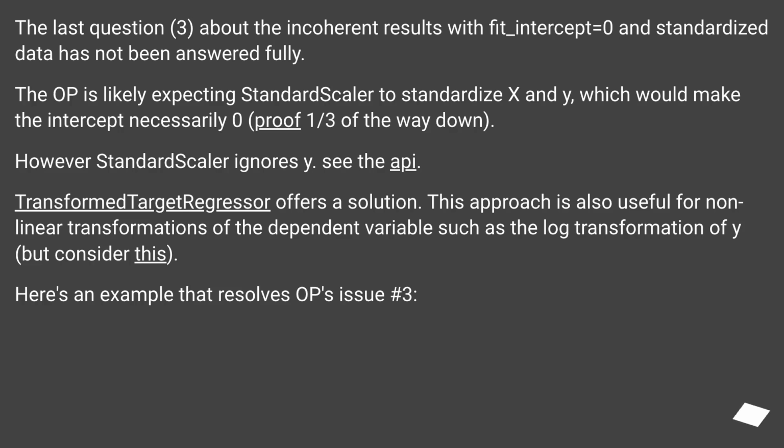The last question, 3, about the incoherent results with fit_intercept equals 0 and standardized data has not been answered fully. The OP is likely expecting StandardScaler to standardize x and y, which would make the intercept necessarily 0, proof one third of the way down. However, StandardScaler ignores y.